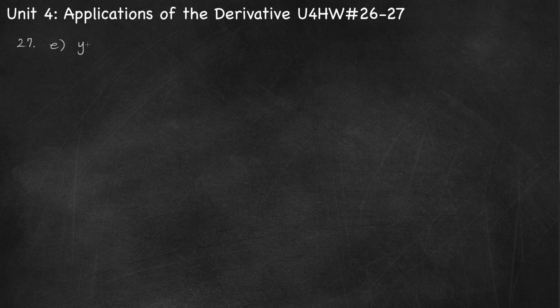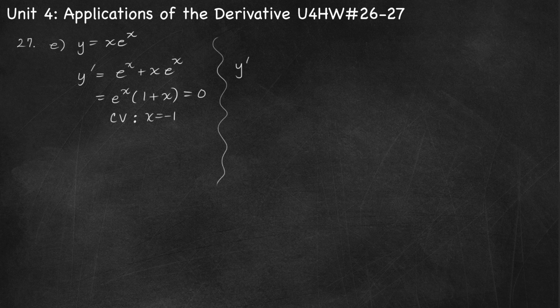E, y equals x times e to the power x. So let's find our critical values by taking our first derivative. I'm going to use the product rule. So derivative of x is 1 times e to the x plus x times the derivative of e to the x. Now I can factor out e to the x, and I'm going to set this equal to 0 and solve. E to the x is never equal to 0, so we can ignore that factor. And then 1 plus x equals 0 when x equals -1. That's my only critical value.